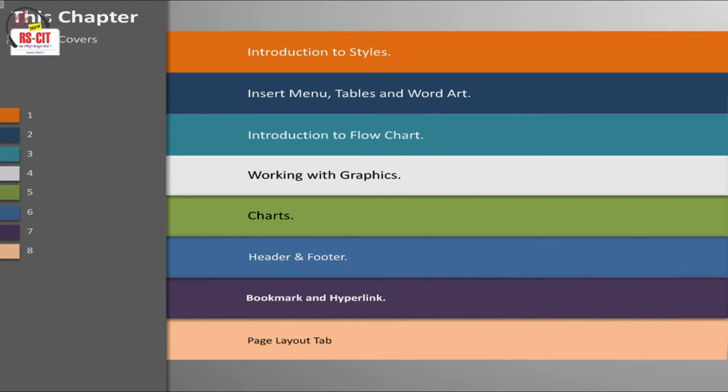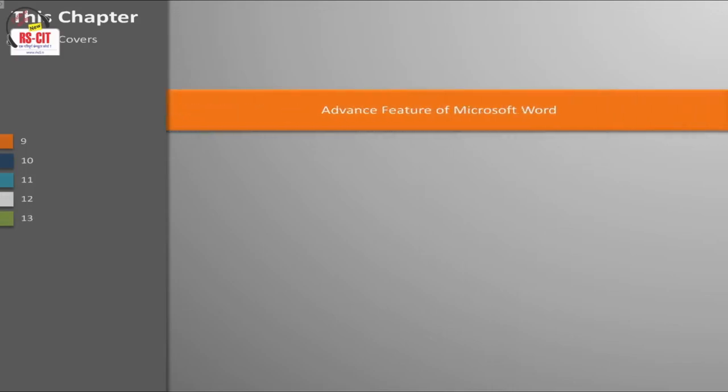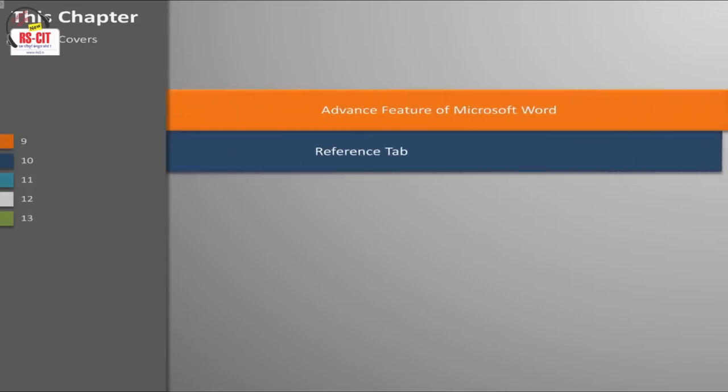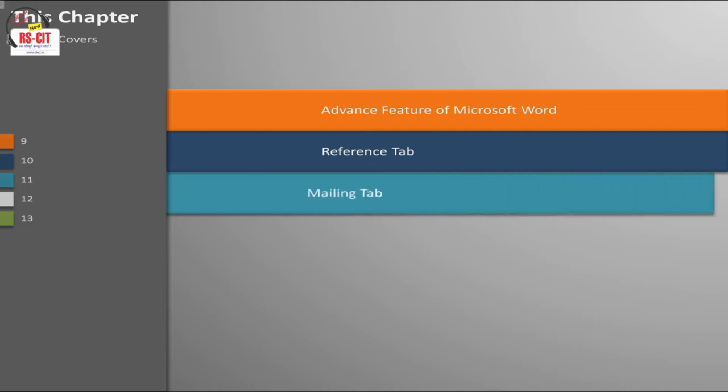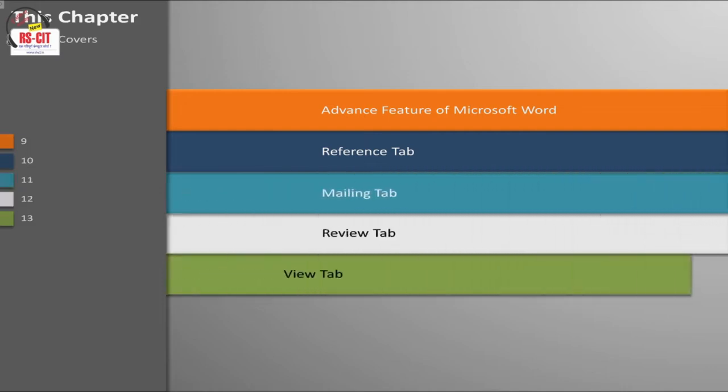page layout tab, which includes themes, page setup, page breaks and section break, page background, paragraph indenting and spacing, arrange group, advanced features of Microsoft Word, References tab, Table of Contents, Mailings tab, Mail merge, Review tab, Track changes, Proofreading, View tab, Different view options, Switch windows.